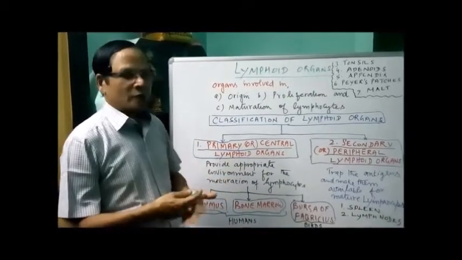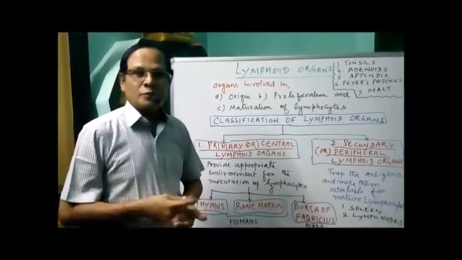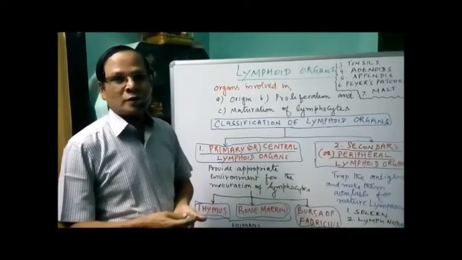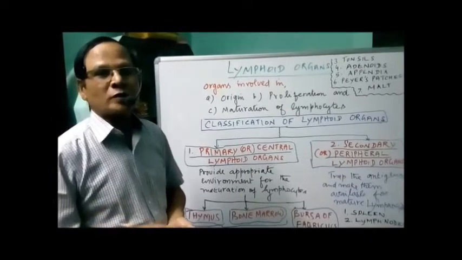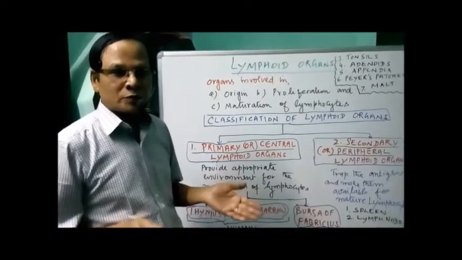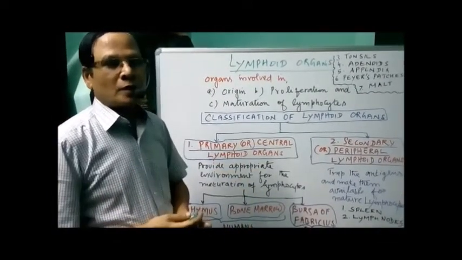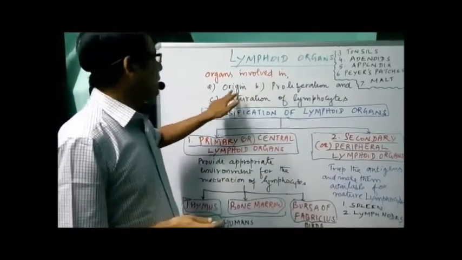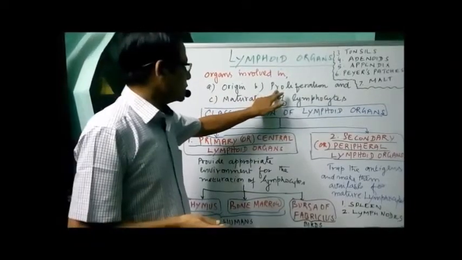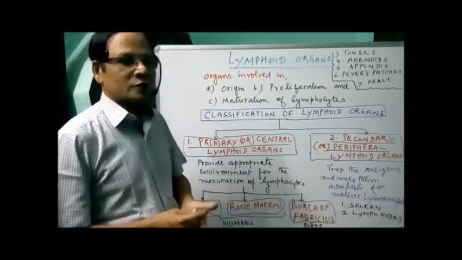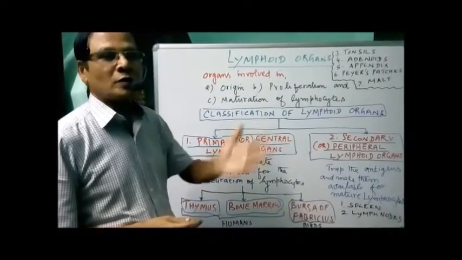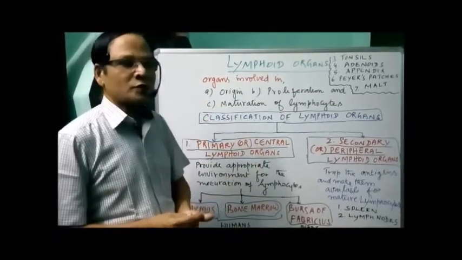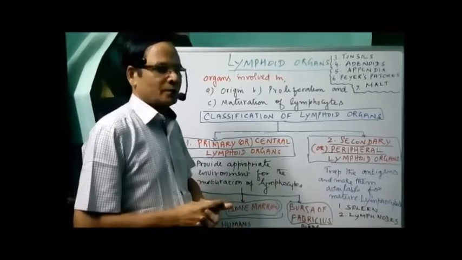Now what are lymphoid organs? The immune system consists of structurally and functionally different organs which are dispersed throughout the body. And those organs which are involved in origin, proliferation and maturation of lymphocytes are called the lymphoid organs.